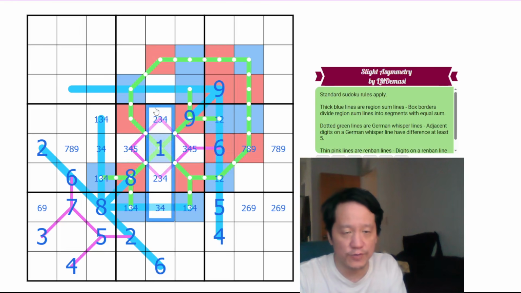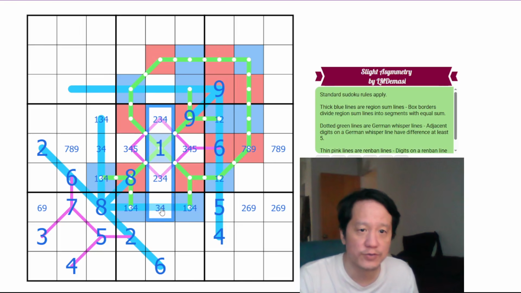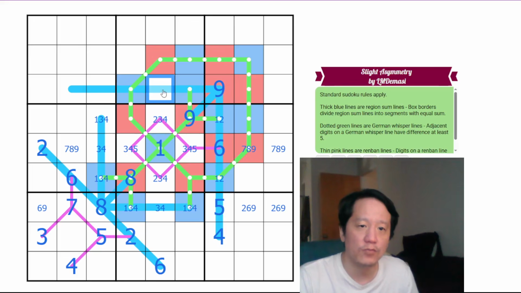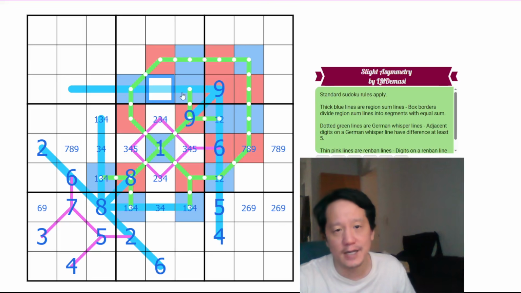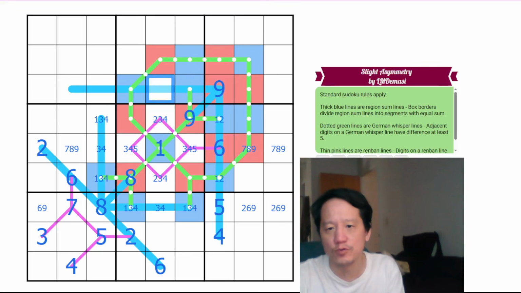This is 2, 3, 4 as a triplet, which eliminates 2, 3, 4 in the rest of the column. So this cannot be 1, it cannot be 2, 3, 4, or 6. To add up to 9 then, this must be 5 with 1 or 3. So we have to have 5 here.